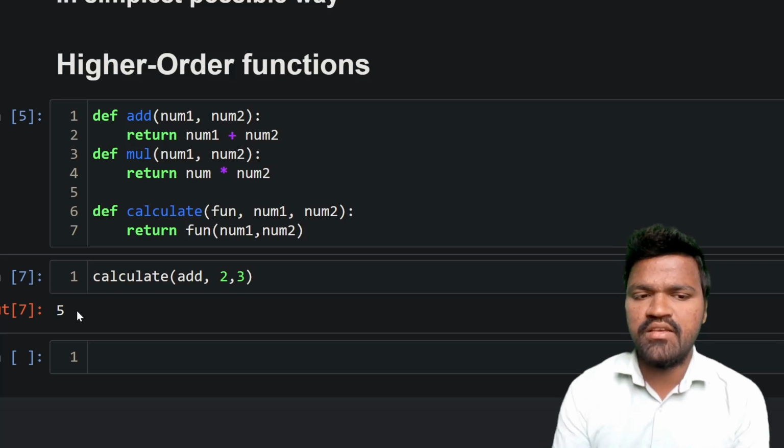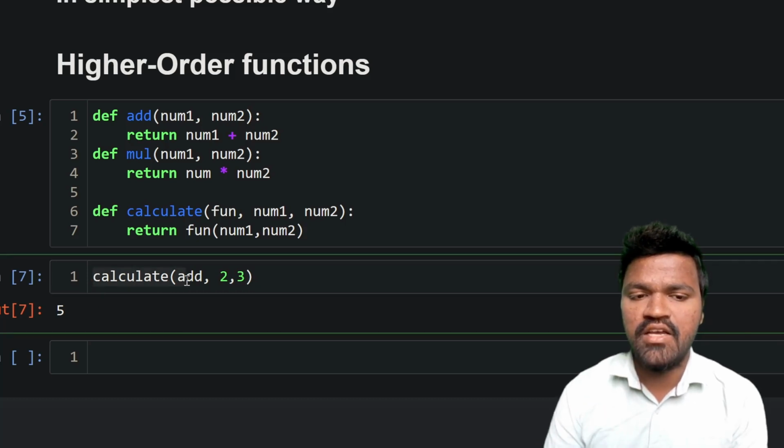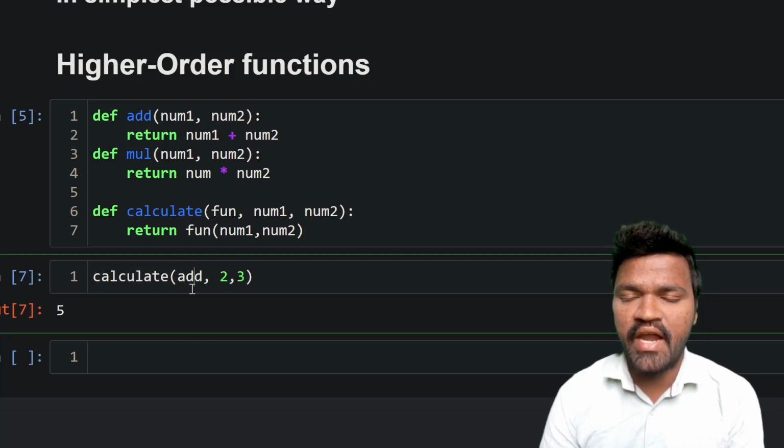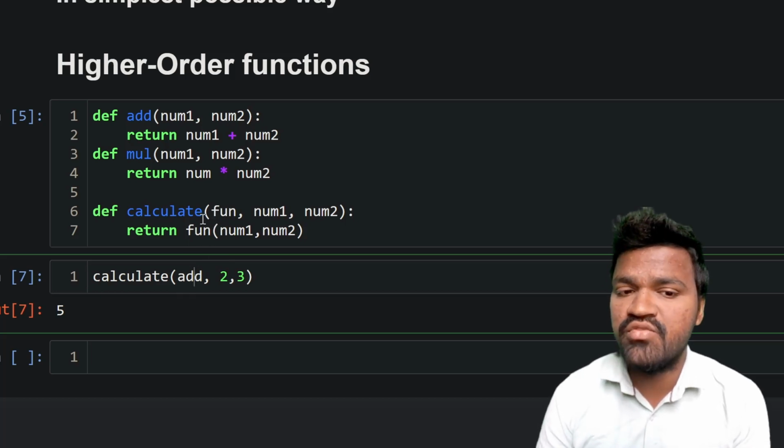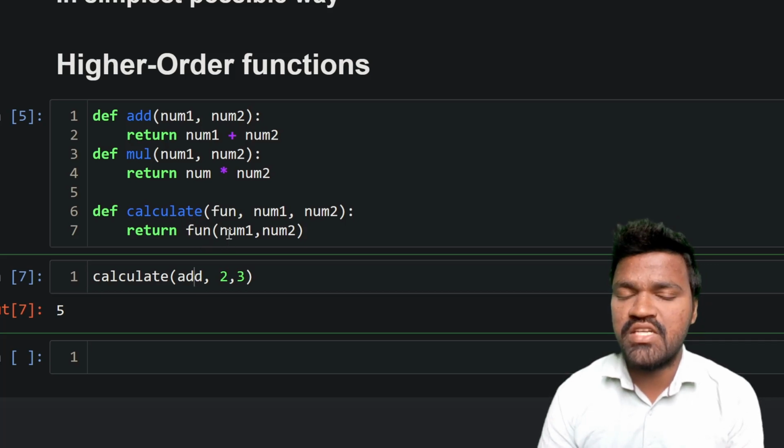So what is happening when we call this calculate is that we are passing this function add, right? So this is considered as a function. When we pass this function add, it will go to this function and this function is getting called. So here this function is replaced with add, and the add function is called with number1 and number2, which are nothing but 2 and 3.